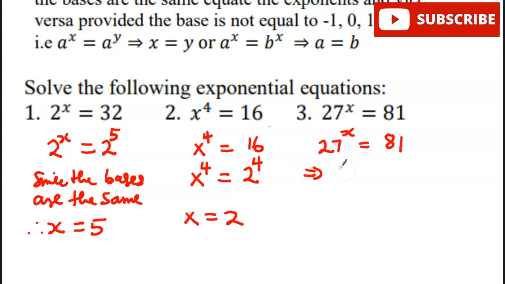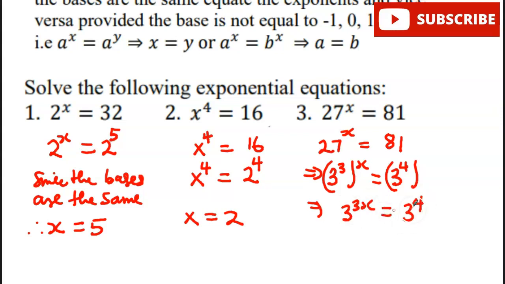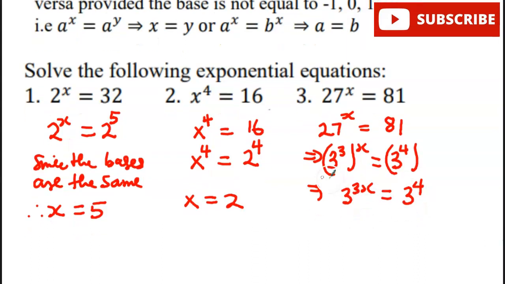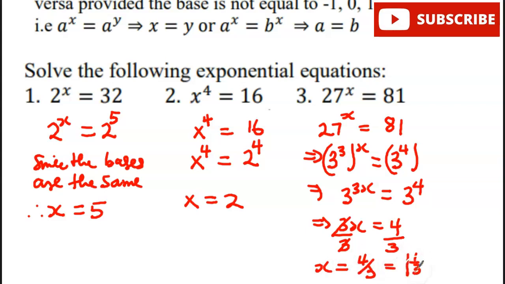Now when we talk of 27, we can have 3 raised to the power 3x, and then 81 too, we can write it as 3 raised to the power 4. So we have 3 to the power 3x is equal to 3 to the power 4. The bases are the same. So what we can do is to equate the exponents. So this implies that 3x is equal to 4. So to find x, you divide both sides by 3. So our x is equal to 4 on 3, which is one whole number, 1 on 3.